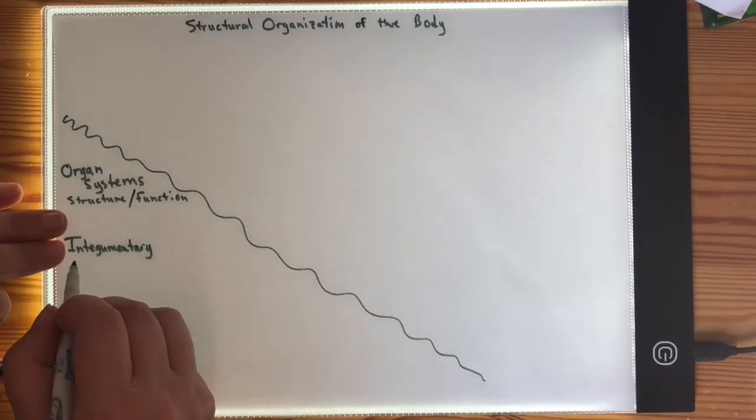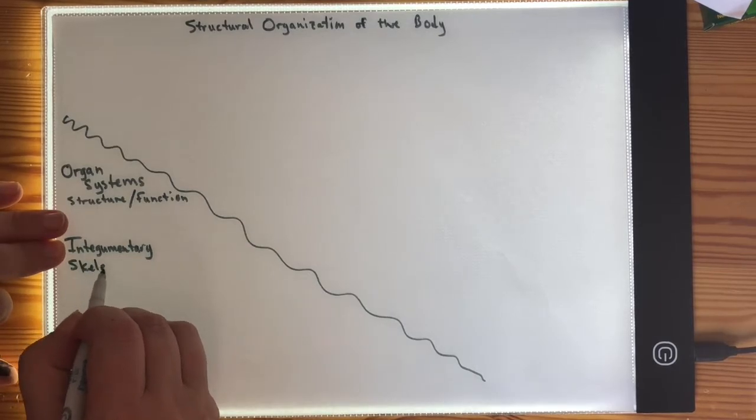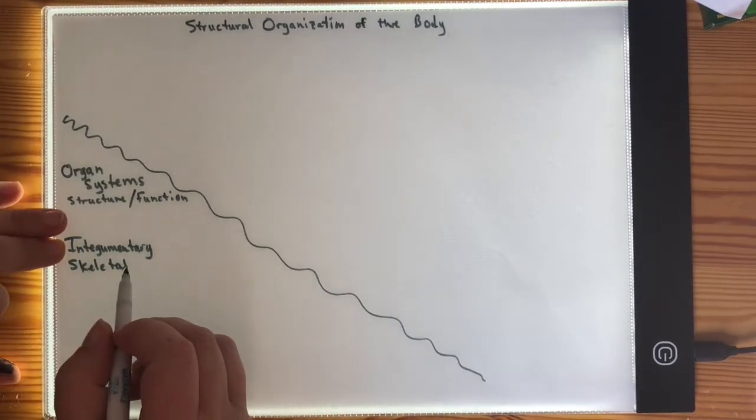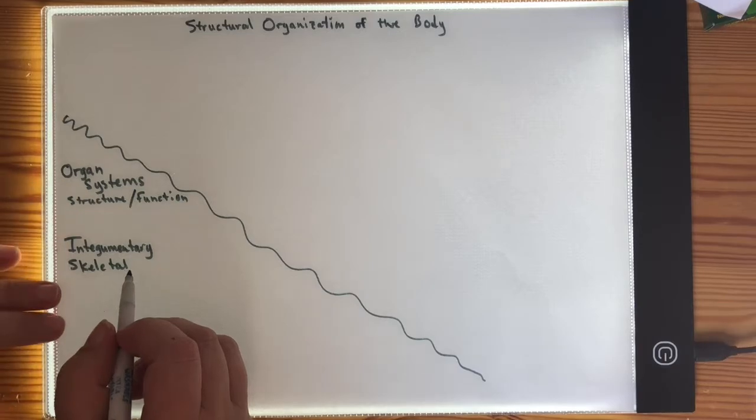The skeletal system. The skeletal system has bones, and also the joints or the articulations of the body are all part of the skeletal system. There's a number of different roles that the skeletal system has, but protection and support would be a good start.